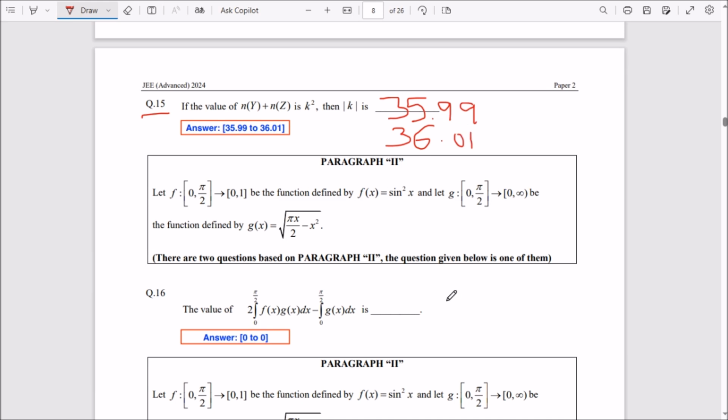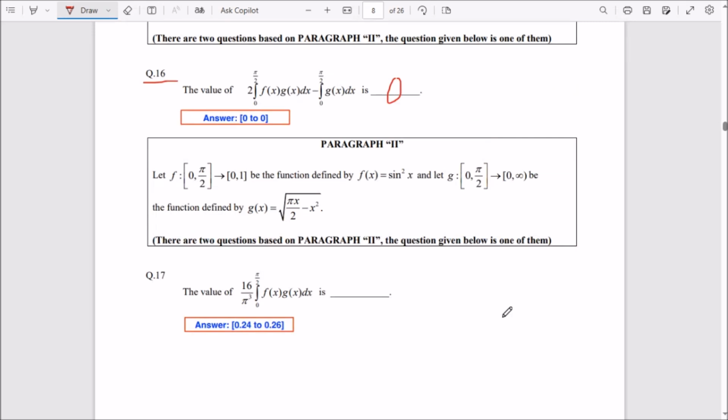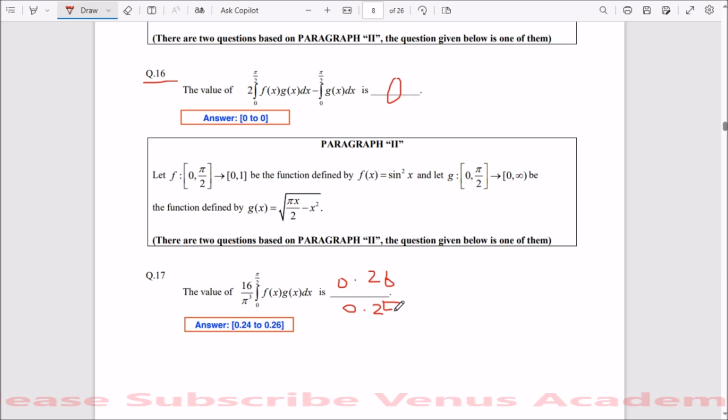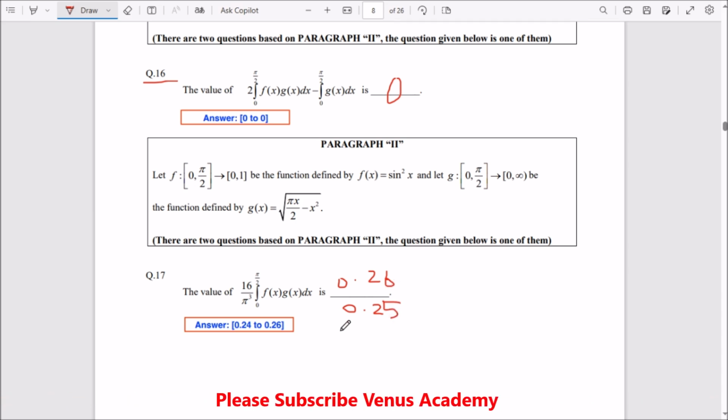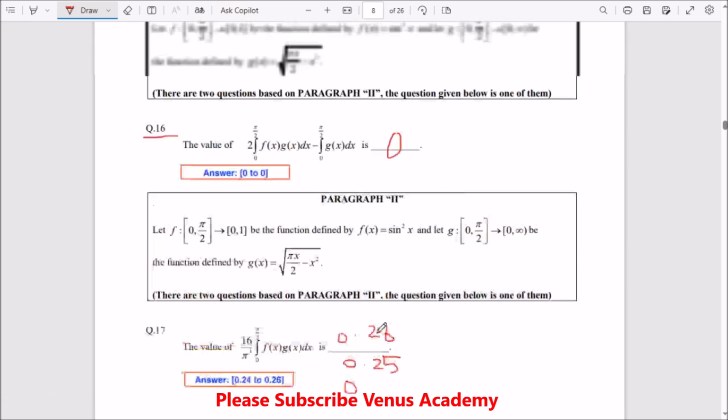Next, paragraph H, the question number 16, the answer for this is only 0. Next, question number 17, for this the answer is 0.24, and even if you get 0.25 is also correct, and if you get 0.26 also correct, and 0.24 also correct.